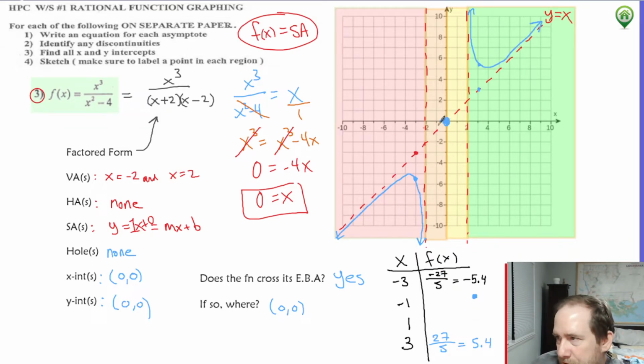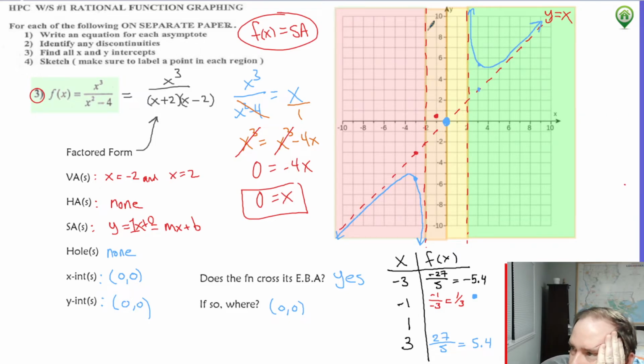Now what's happening in the middle? We'll run our test points again. -1 cubed is going to give -1. And -1 in the denominator is going to give +1 times -3, which is -3. So I'm getting -1/3 at -1. And again, the asymptote is at -1, and so obviously +1/3 is going to be above that. We're going to be here.